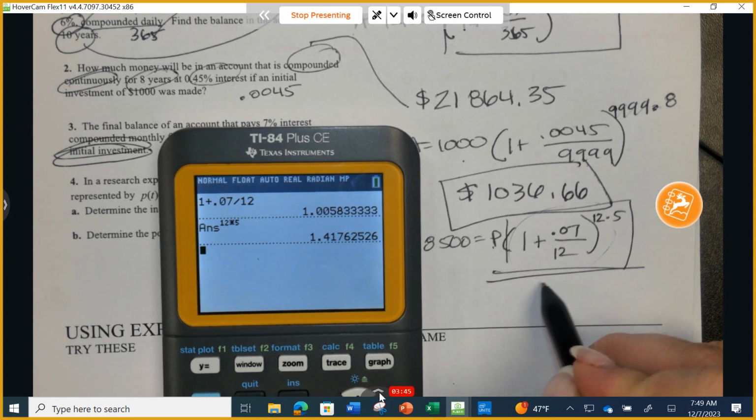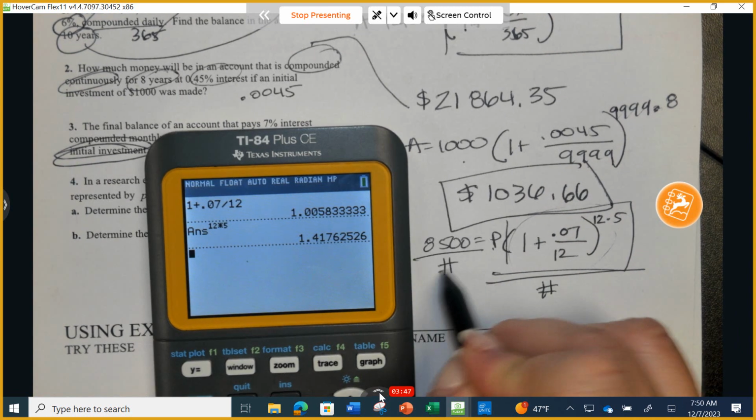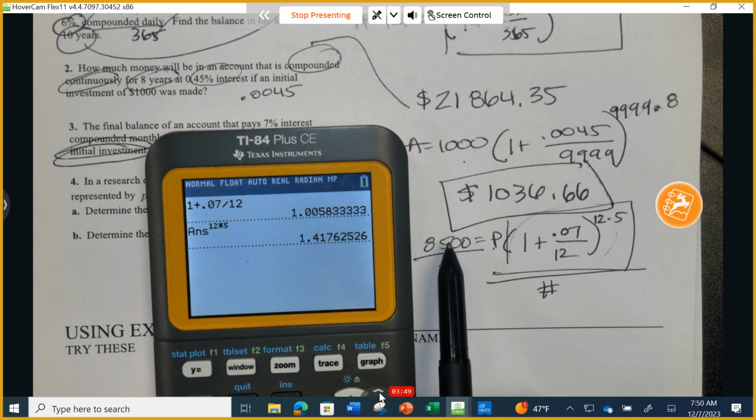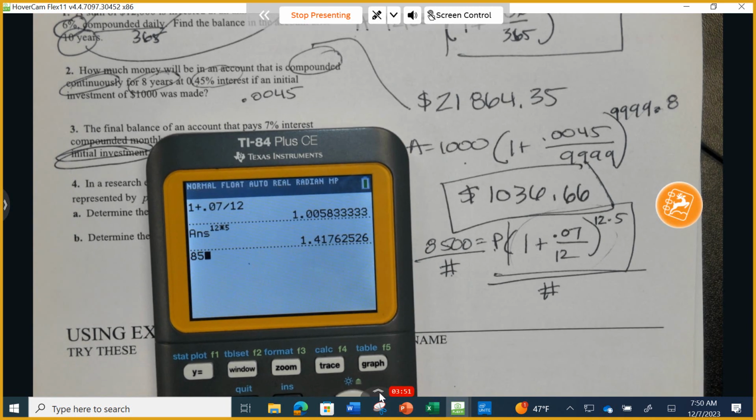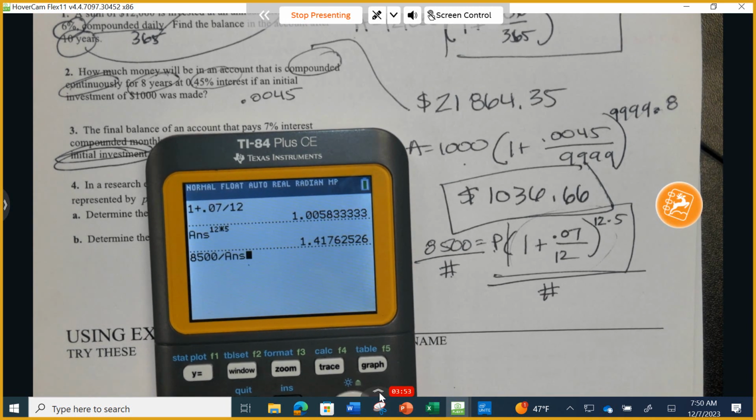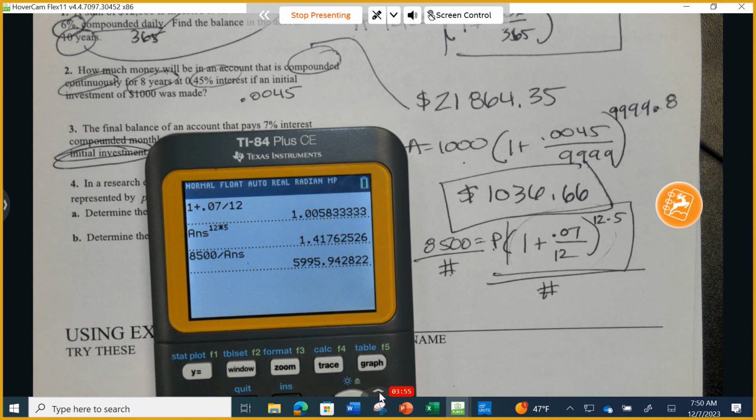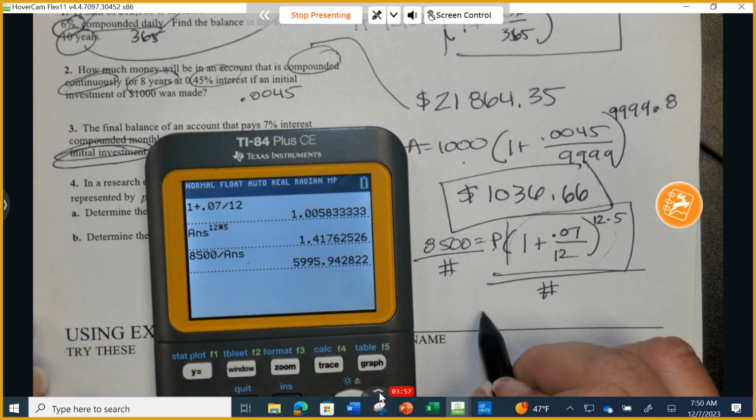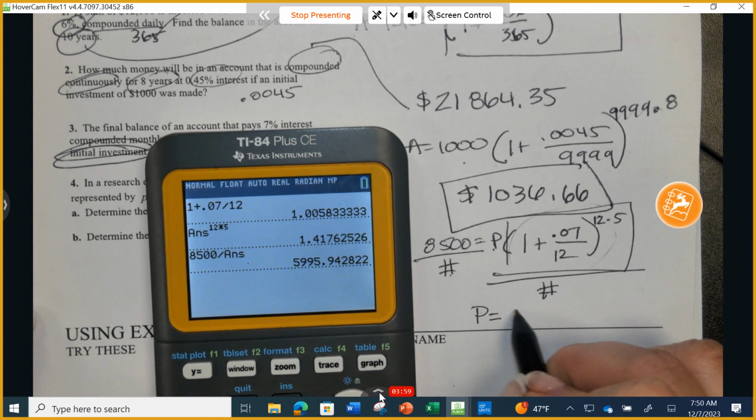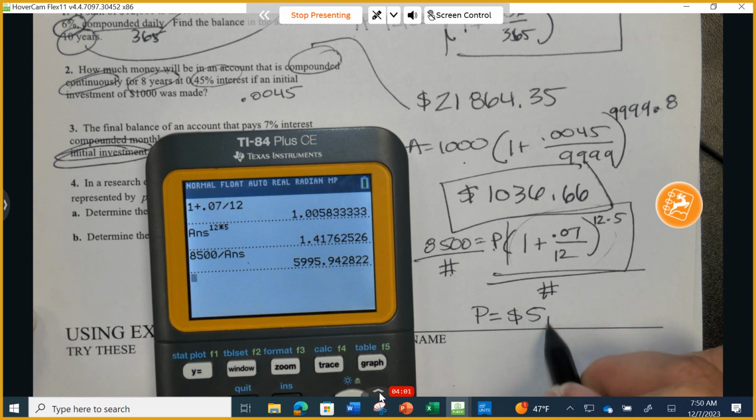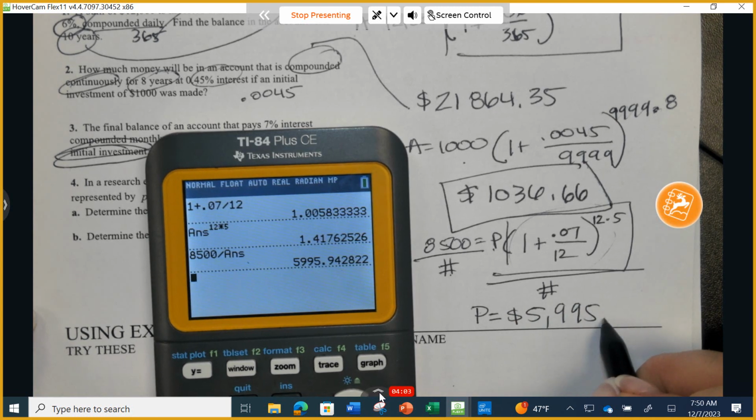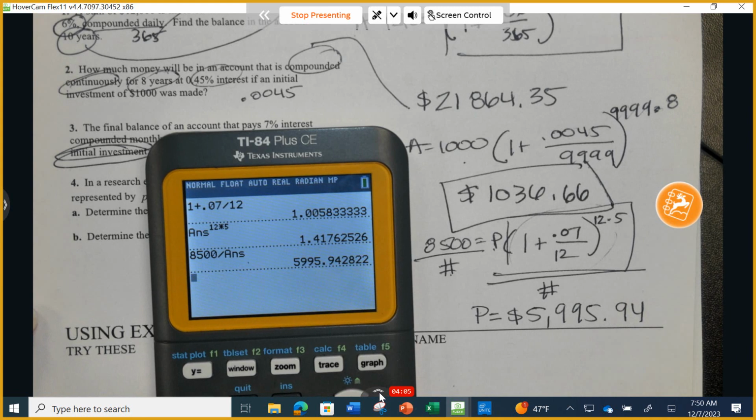To get p by itself, I'm going to divide by that exact number. So I'm going to take 8,500 divided by this number. 8,500 divided by this exact number. And this is what I end up with. I ended up with a principal or initial amount of $5,995.94.